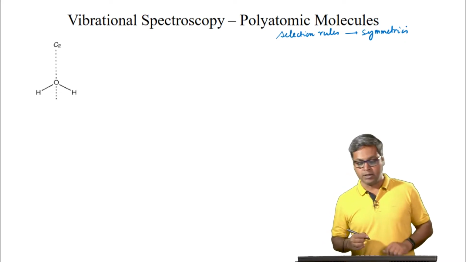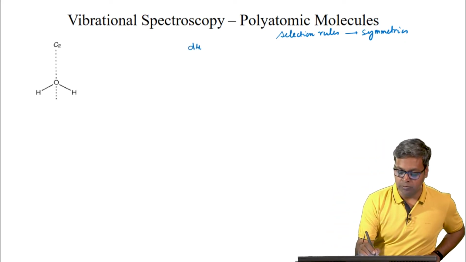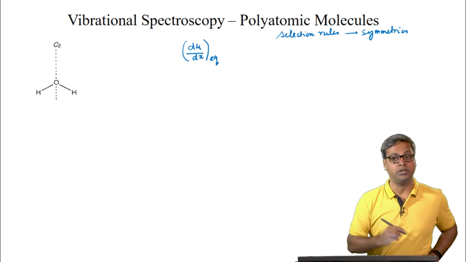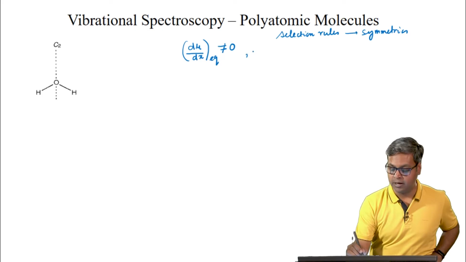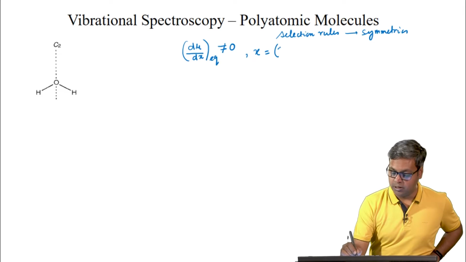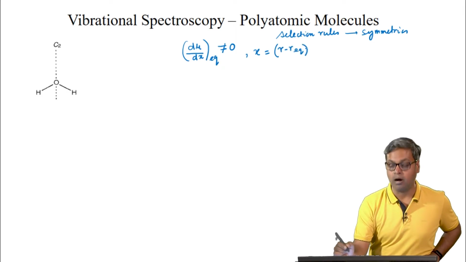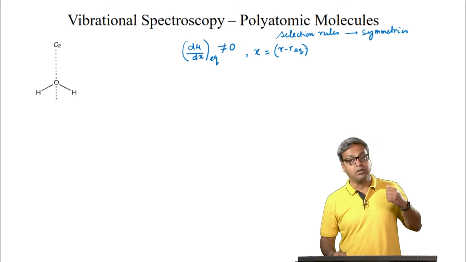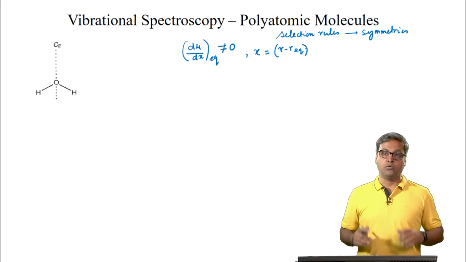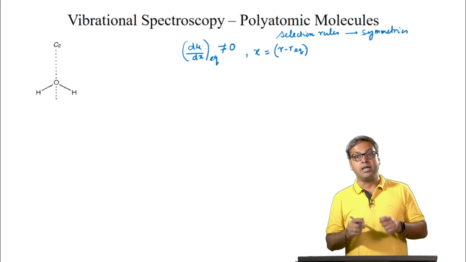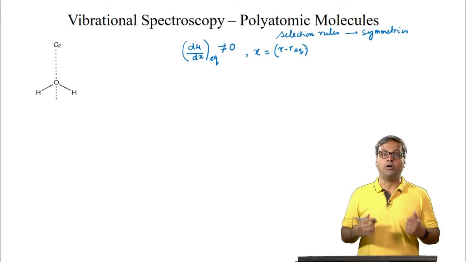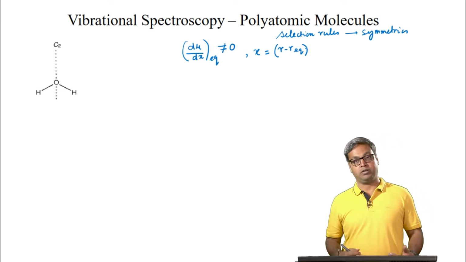Mathematically, this can be expressed as d mu by dx at equilibrium position not equal to 0, where x is the displacement from the equilibrium position given by r minus r equilibrium. This selection rule is identical to that of a diatomic molecule, except that the displacement is now a combination of the atomic coordinates, that is the normal coordinate.